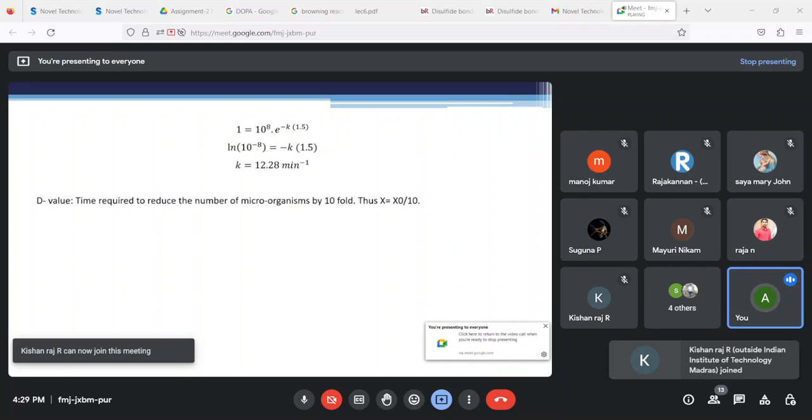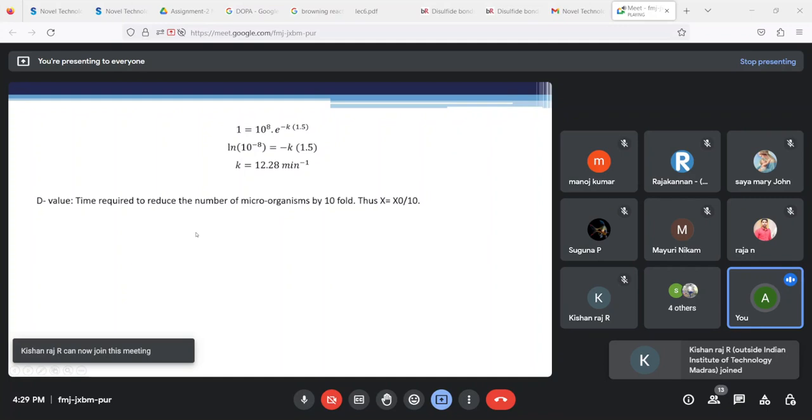Now we know that D value is the time required to reduce the number of microorganisms by tenfold, which means that the current number of microorganisms surviving is 1/10 of what was originally present, which means x is equal to x naught divided by 10. Is this clear?